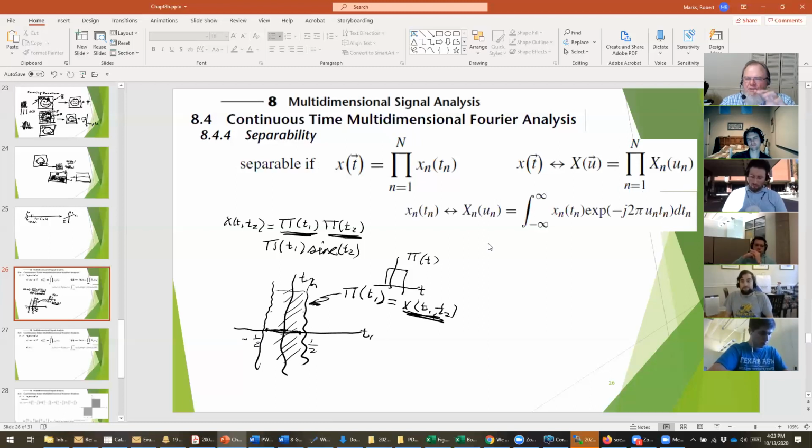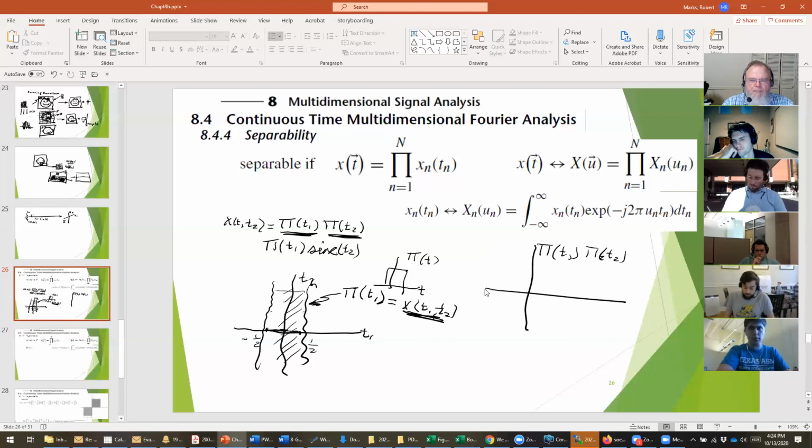And I like to think about this as follows. I would think of it as a one-dimensional function, and you take this function and you smear it down the axis. So you're taking this rectangle function and you're smearing it down the t2 axis. And that's the one-dimensional function. So we can, for example, think of something such as pi of t1 times pi of t2. And pi of t1 times pi of t2 is a separable function. And so pi of t1 we've decided is equal to 1 inside these intervals.